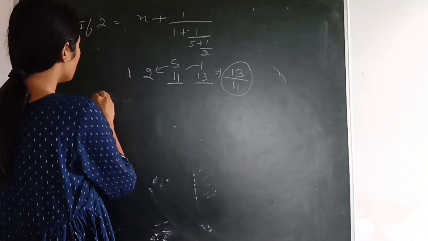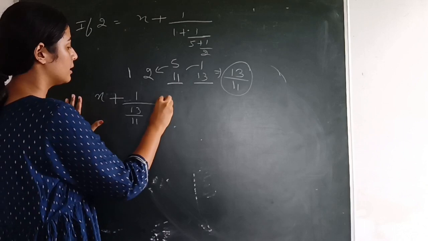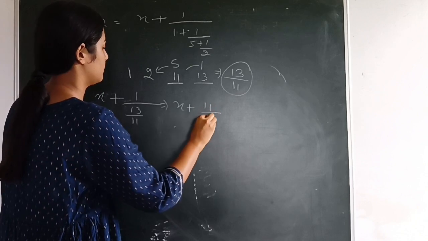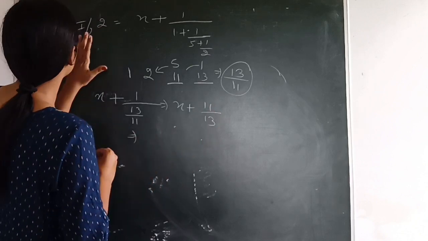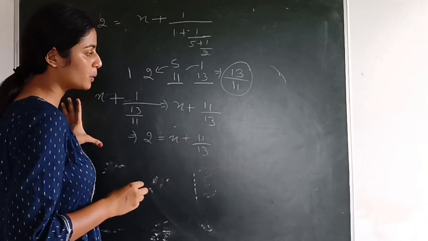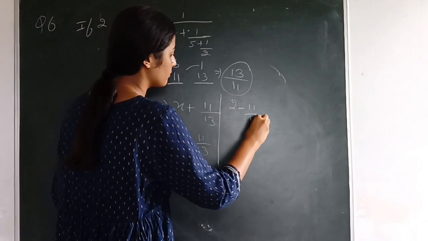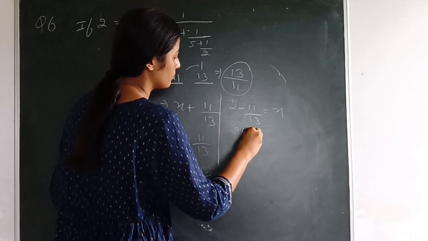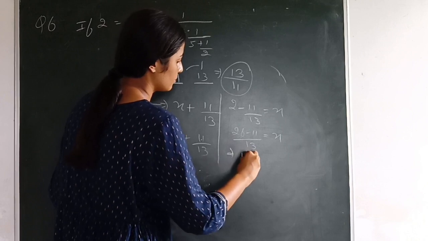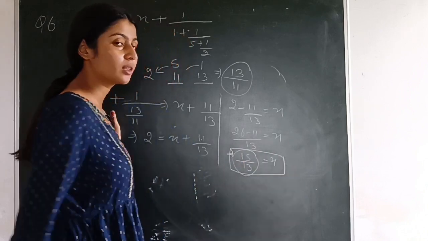Clear? Now what we had left with this. Now we'll multiply the denominator with numerator. Right? So what we have given in the question is 2 is equal to x plus 11 by 13. We're left with this one. Now what we will do, we will find the value of x. So we have found the value of x as 15 by 13.